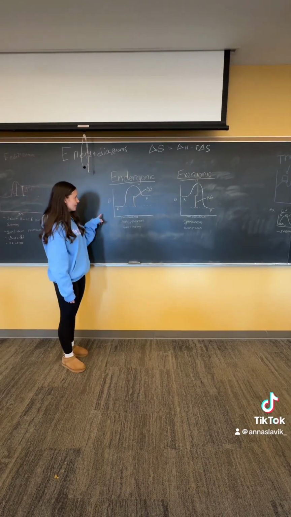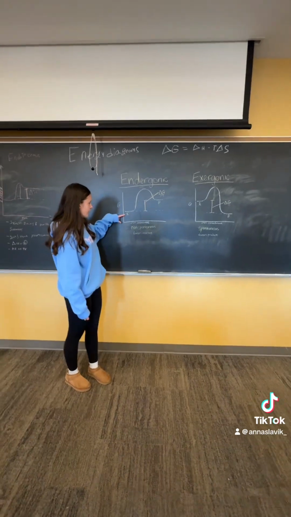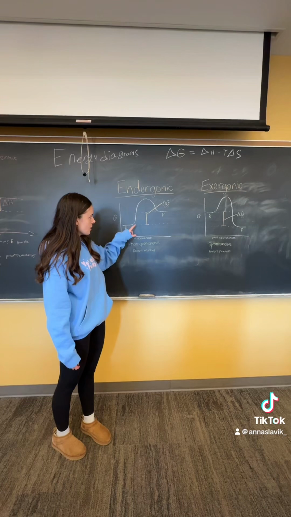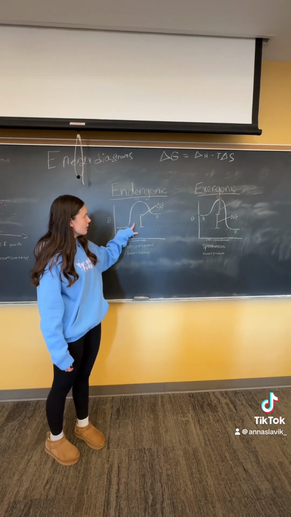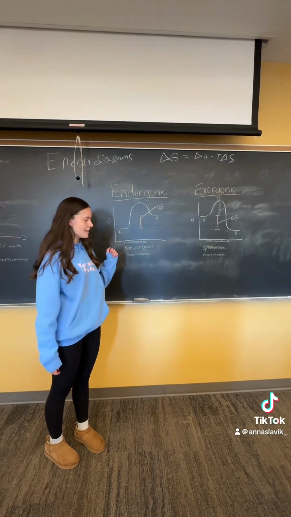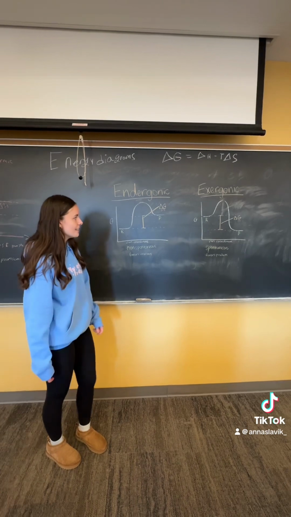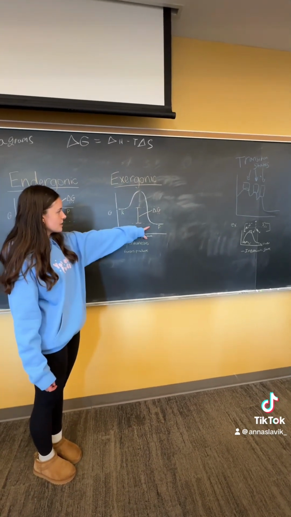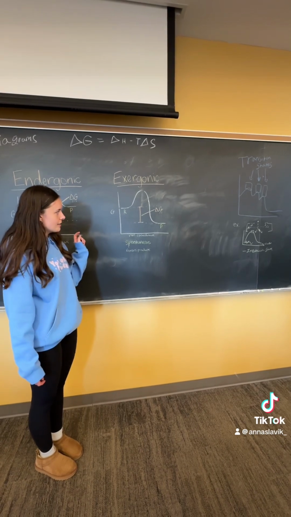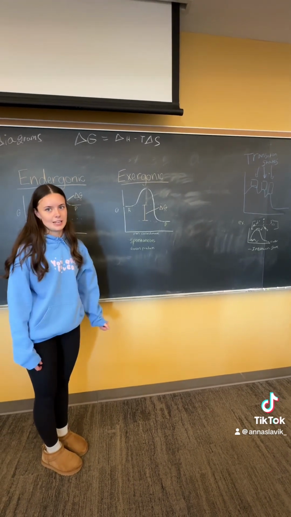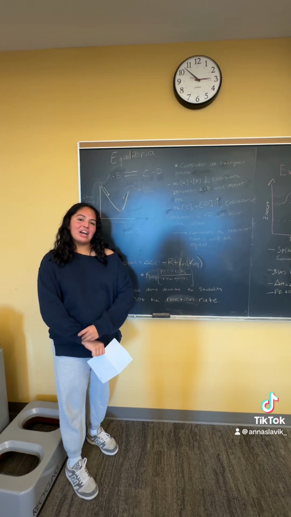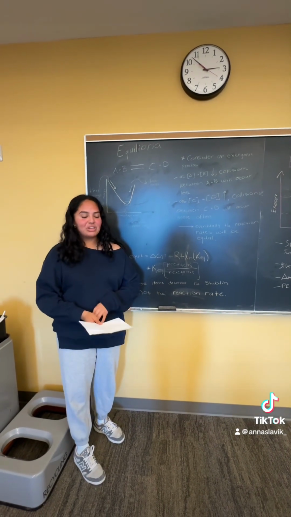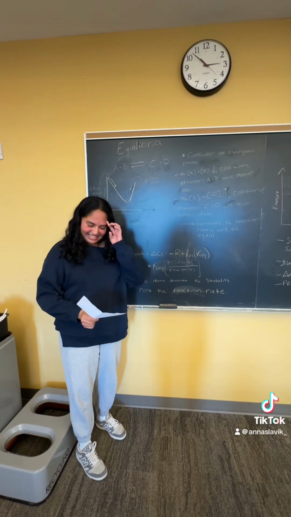First we have an endergonic reaction, which is when the reaction favors the reactants over the products. The delta G, or Gibbs free energy, would be positive and it's non-spontaneous. Then we have exergonic, where it favors the products instead of the reactants, and delta G is negative and spontaneous.